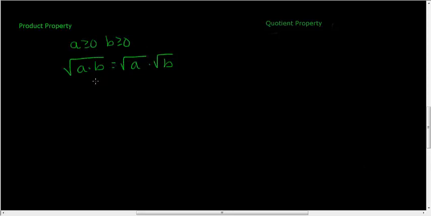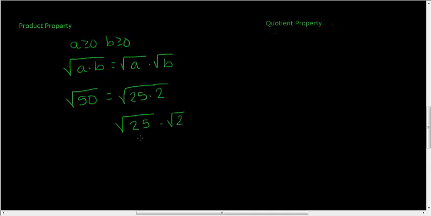Now, this property helps us simplify square roots of numbers or expressions that are not perfect squares, such as the square root of 50. I know that 50 is not a perfect square. I know 49 is, but 50 is not. I also know that 25 times 2 is 50, and 25 happens to be a perfect square. So I can rewrite this as 25 times 2. Because of the product property, this is the same thing as having the square root of 25 times the square root of 2. And now the square root of 25 is 5, square root of 2.